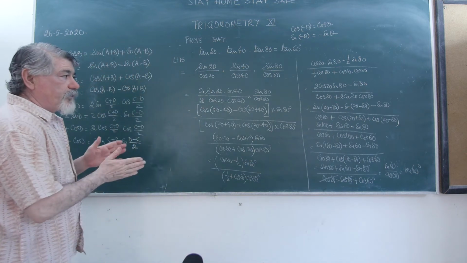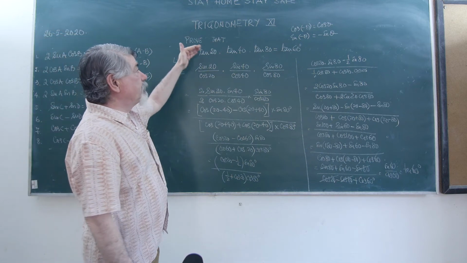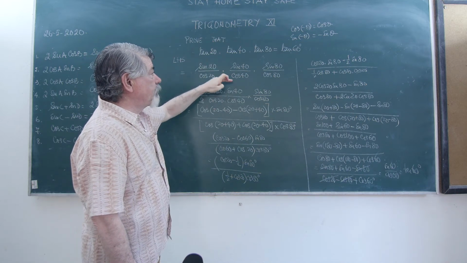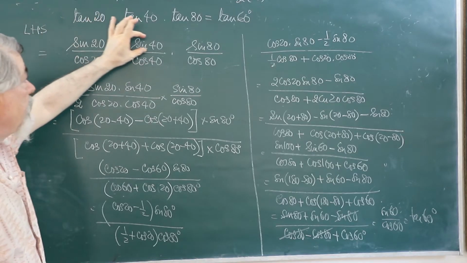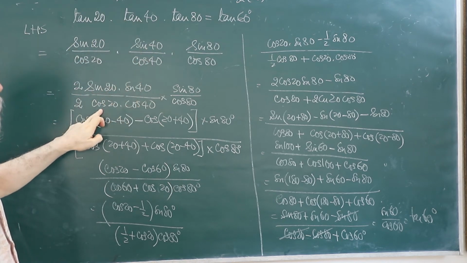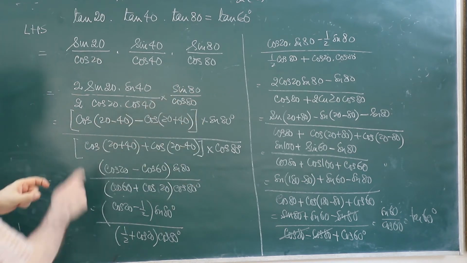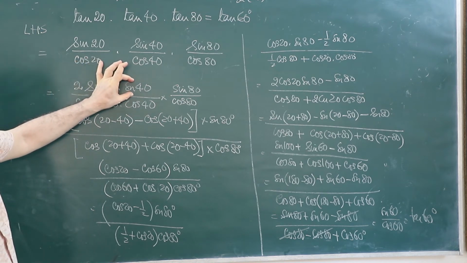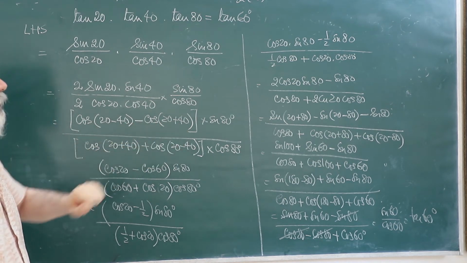I'll just go through it once again quickly for your benefit. What we did was we converted them into sin upon cos. Sin 20 upon cos 20, sin 40 upon cos 40, sin 80 upon cos 80. Then we combined sin 20, sin 40 and cos 20, cos 40, and we kept sin 80, cos 80 away. Multiplied it by 2, here also by 2. It became 2 sin A sin B. 2 sin A sin B is cos A minus B minus cos A plus B.